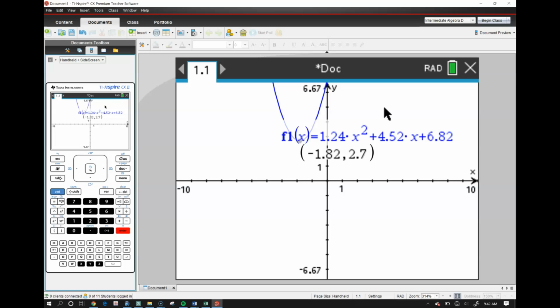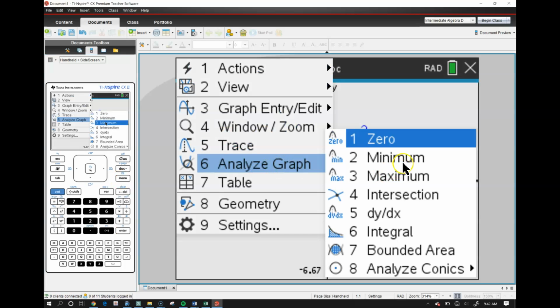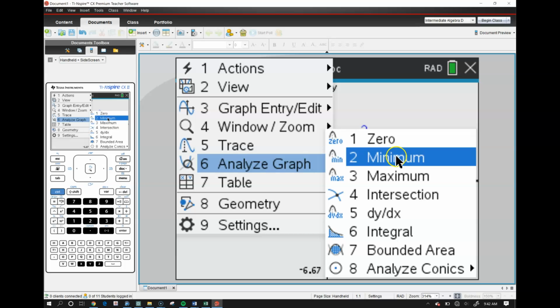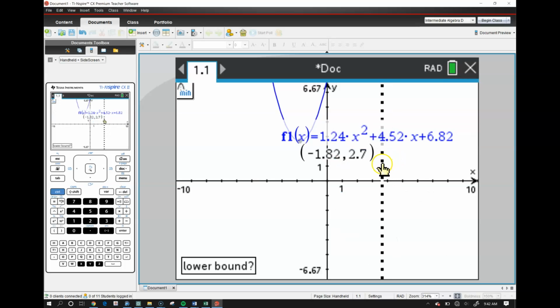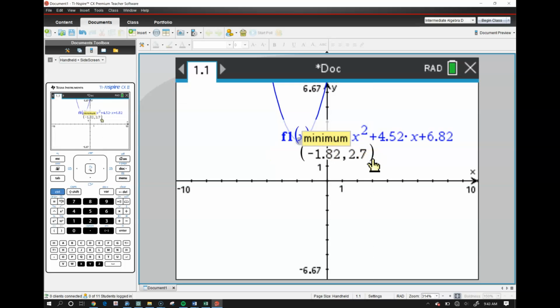So how would you do it? Analyze graph. Let's do it together. Menu, analyze graph, and I'm going to click minimum. It says lower bound, question mark. So you have to go to the left of your minimum. Click upper bound, go to the right, and then it pops up your minimum.